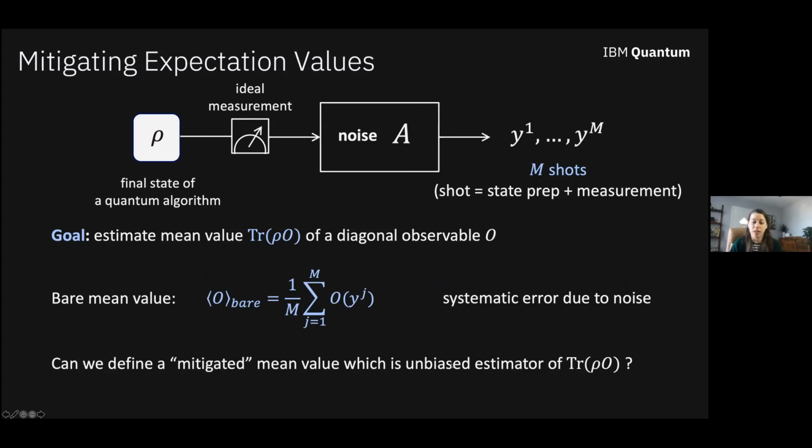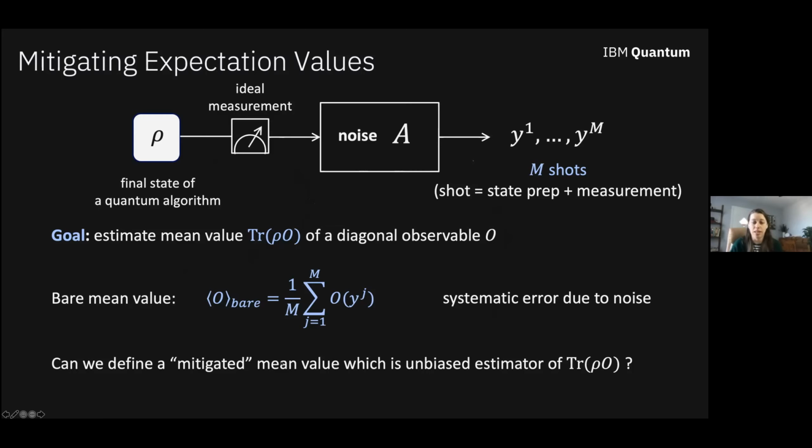And what we looked at in our work is trying to not mitigate on the actual shot vector that comes out here, but to try to find mitigated expectation values, because that's what we're really after in all of these experiments. It really only makes sense to talk about mitigated mean values.